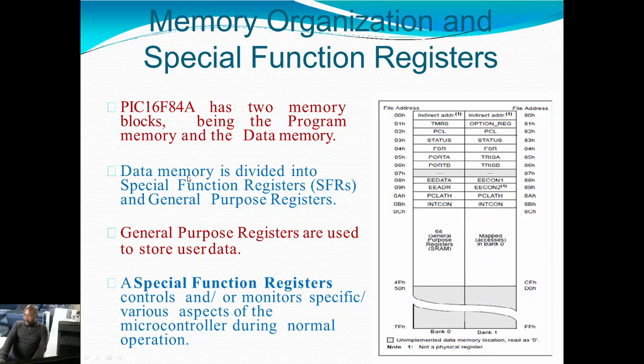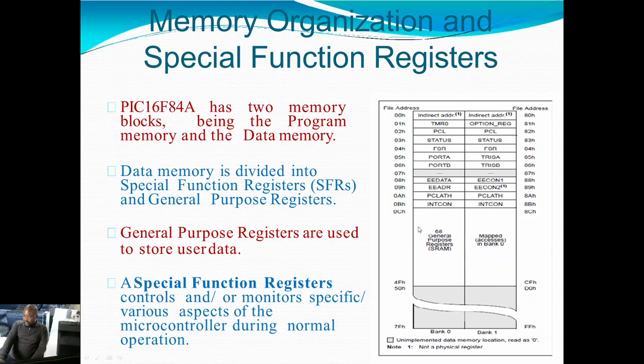This data memory is also divided into banks, being bank 0, the first block, and then bank 1, the second block. Right. The general purpose registers are used to store user data, and the special function registers control and monitor various aspects of your microcontroller. They either monitor or control certain aspects of your microcontroller. We'll look at what those aspects are and which special function registers control or monitor what part of your microcontroller.